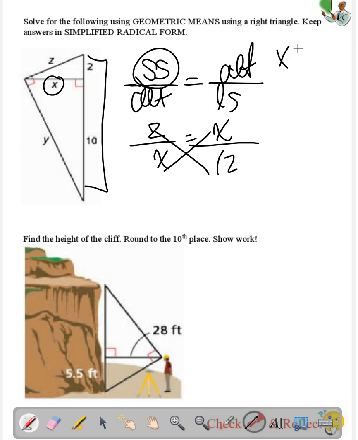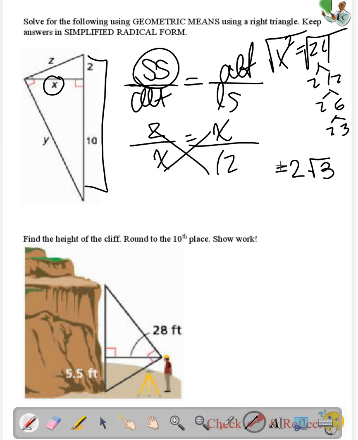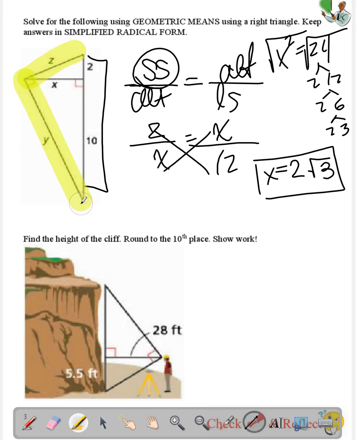Cross multiply. You have x squared equals 24. We factor, and we get 2 root 3 is x. Follow the same process to find the short leg as well as the long leg.